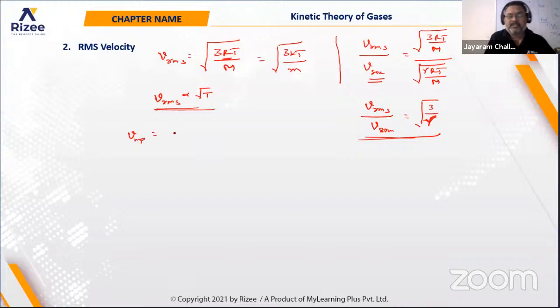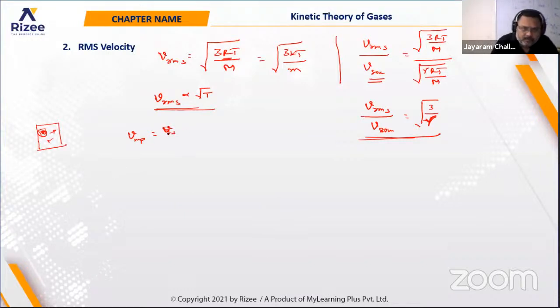Most probable velocity: suppose in a container like this, there are 10 molecules, or n molecules, for example. They will be moving in random directions, in different orientations, so the velocities of it is an average of.